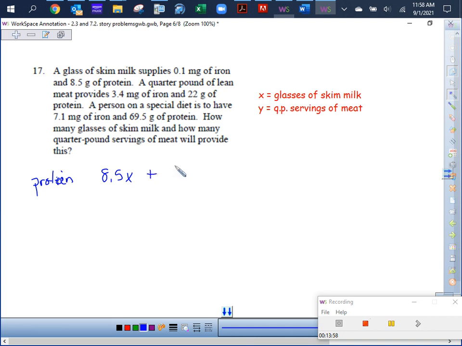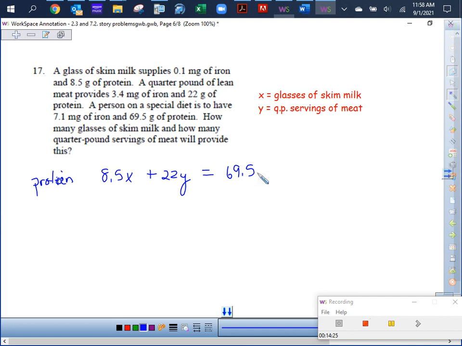Plus, I'm going to get some protein from the meat also. A quarter pound of lean meat provides this much iron. Okay, I'm not talking about iron. We're talking about protein. Don't you get 22 grams of protein for every quarter pound of meat that you eat? And that should equal, according to this person's special diet, the grams of protein they need in their diet. That is 69.5. How do you feel about that? Protein plus protein equals protein, right?